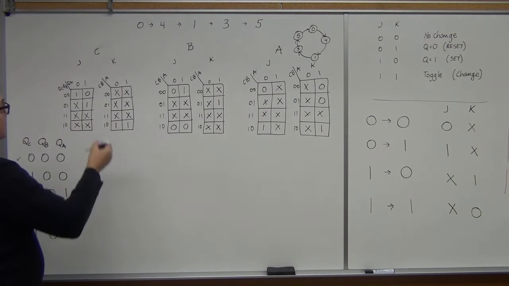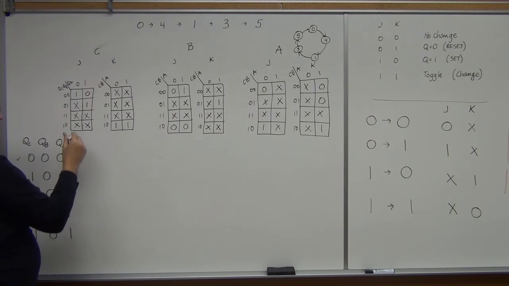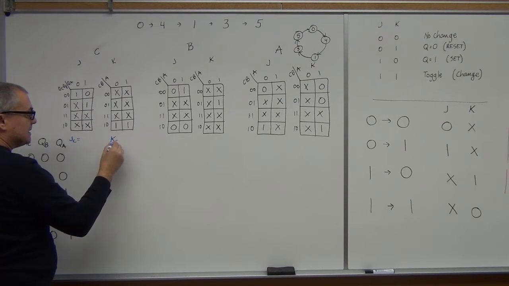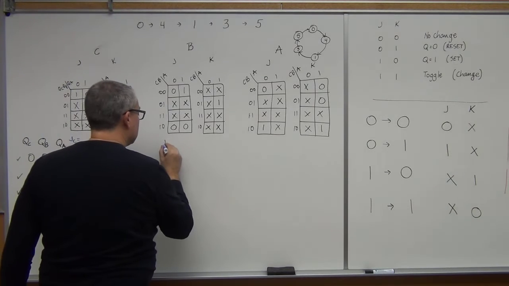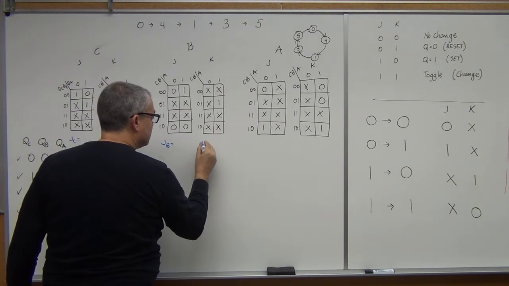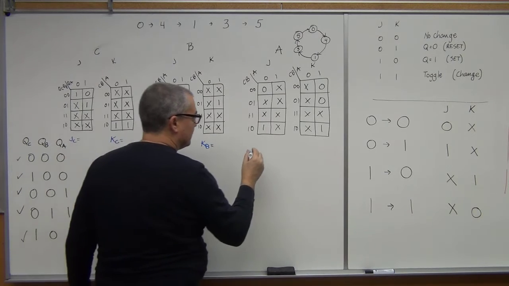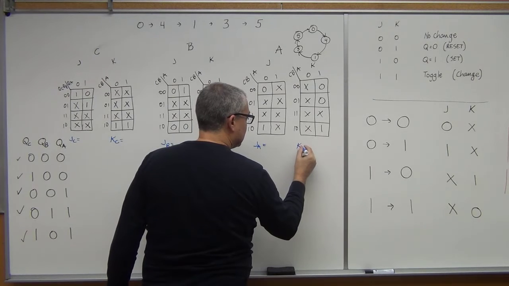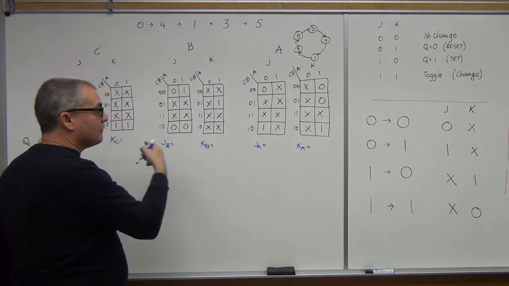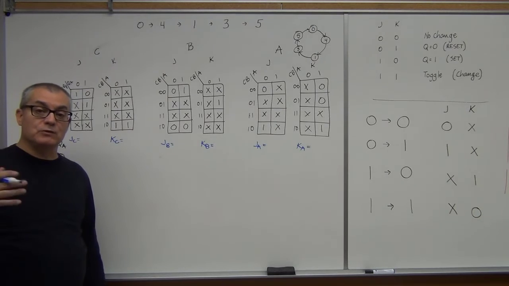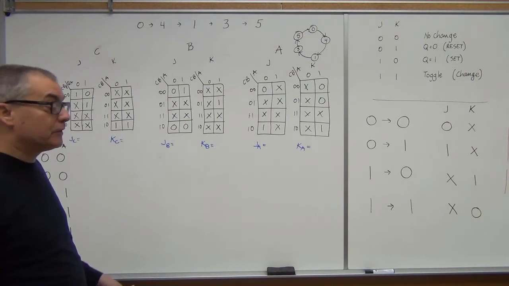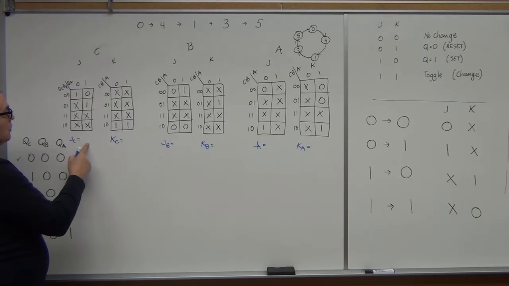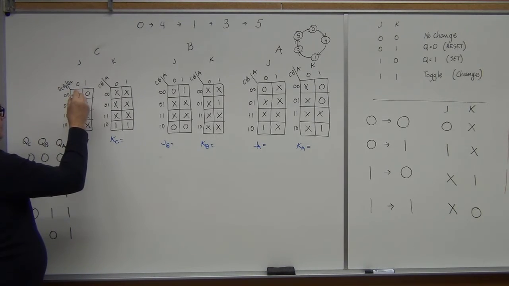So this is the C flip-flop, this is the J Karnaugh map, so this is going to be JC, this is going to be KC, this is going to be JB, this is going to be KB, and this is going to be JA, and this is going to be KA. And once we've solved those, we know what to wire to the individual J's and K's to make our counter do what we want it to do. So, solve this Karnaugh map.